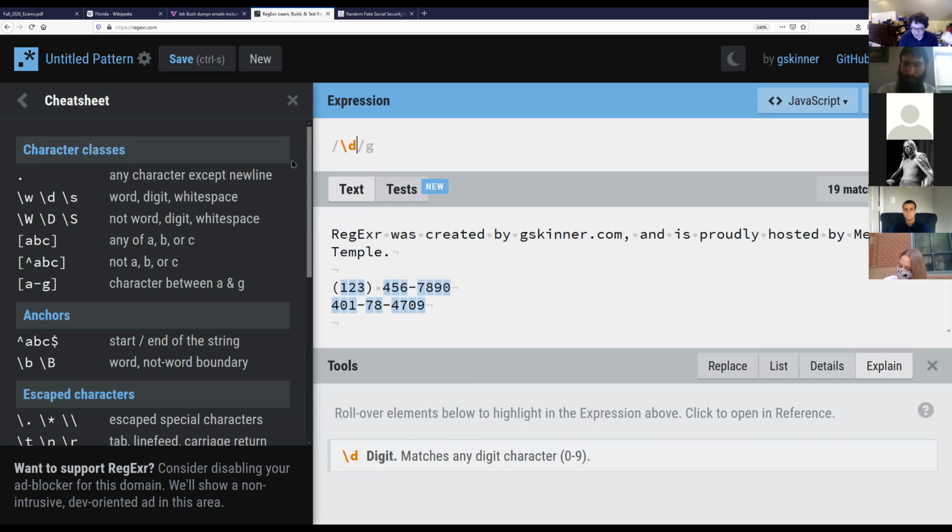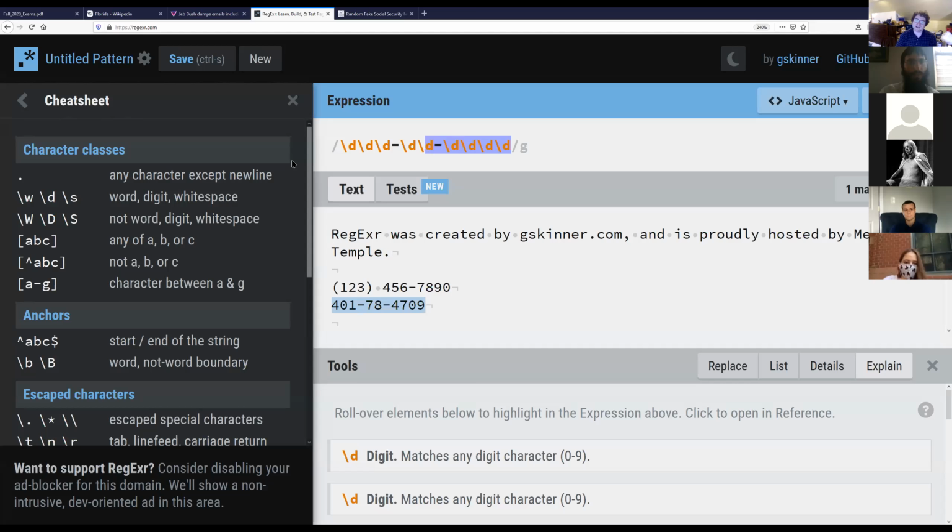So we can rewrite what we just did as /d/d/d. So 3 Ds and then a dash. And then for a social security number, we can just finish off with a couple more /d and then 4 more /d. And that is a social security number. This is a regular expression that will match any social security number in this format.